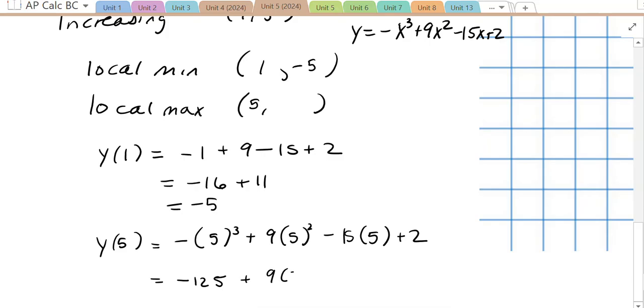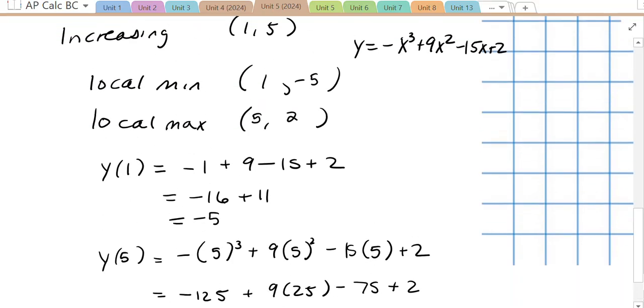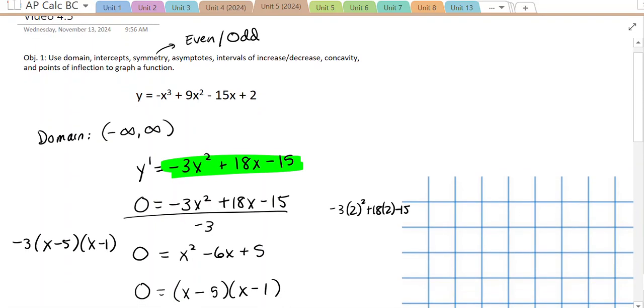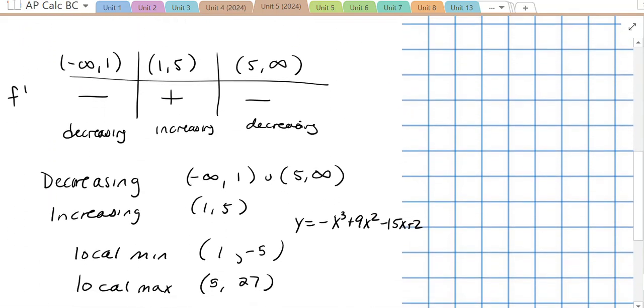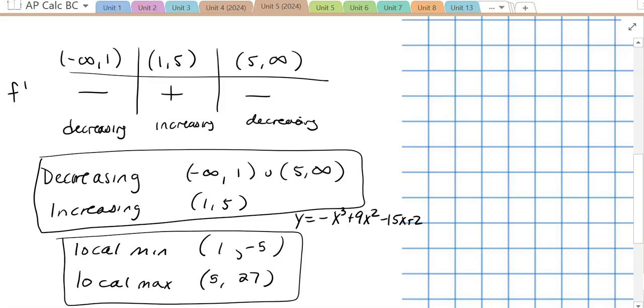So this is 9 times 25. So then I have 225. And when I do that out, I get 27. When I go back to here, I wanted intervals of increasing, decreasing. Oh, I didn't list on my list local extrema, but I want those too. So I found my intervals of increasing and decreasing. I found my local mins and maxes.